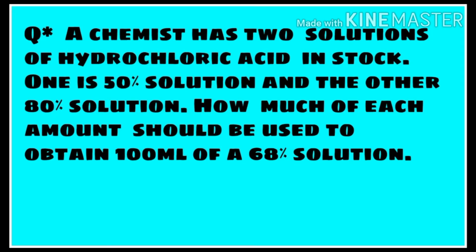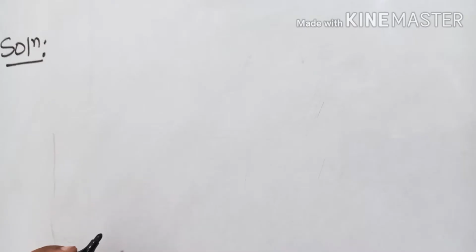Now another interesting question. A chemist has two solutions of hydrochloric acid in stock. One is a 50% solution and the other is an 80% solution. How much of each amount should be used to obtain 100 ml of 68% solution? Now let's start the solution.